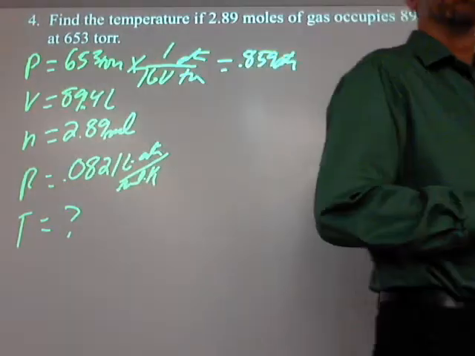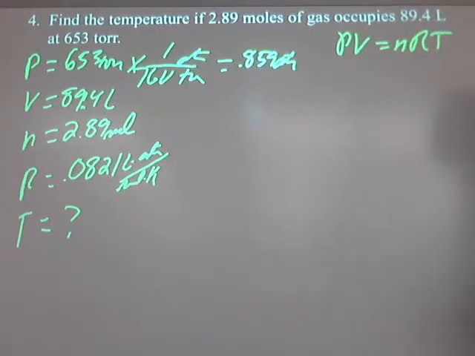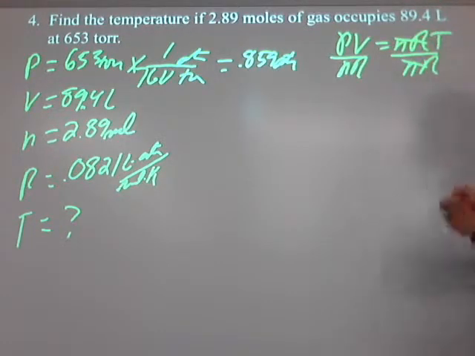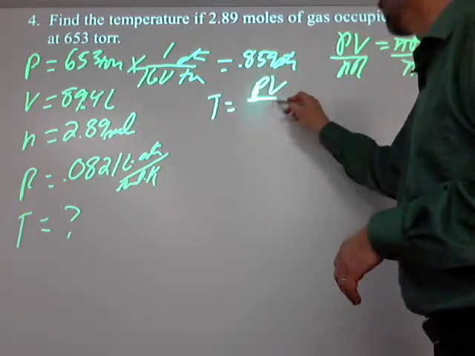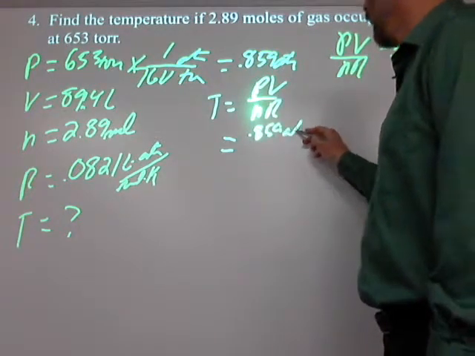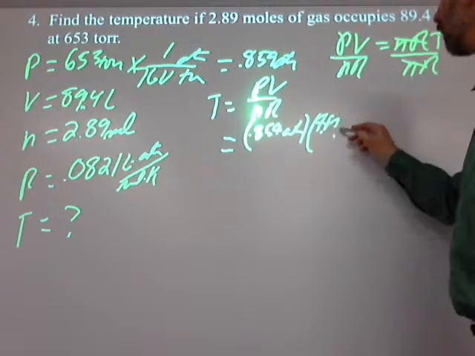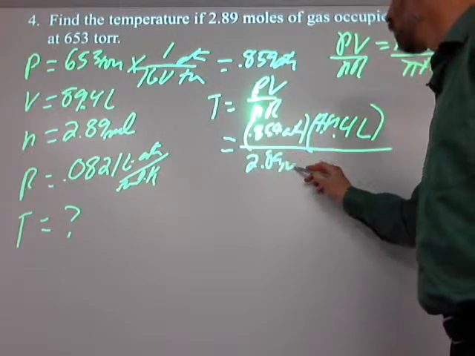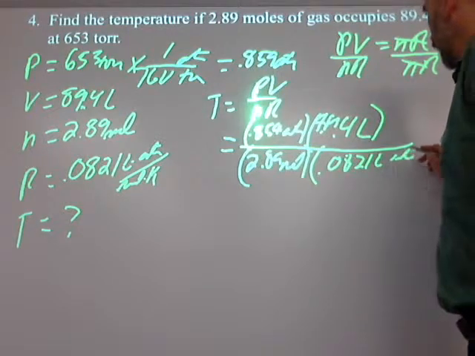All right, I'm looking for T. Let's do the equation. PV equals nRT. Divide both sides by nR. I hope you see why. You're solving for T. So T equals PV over nR, which equals 0.859 atmospheres times 89.4 liters over 2.89 moles times 0.0821 liter atmospheres per mole Kelvin.